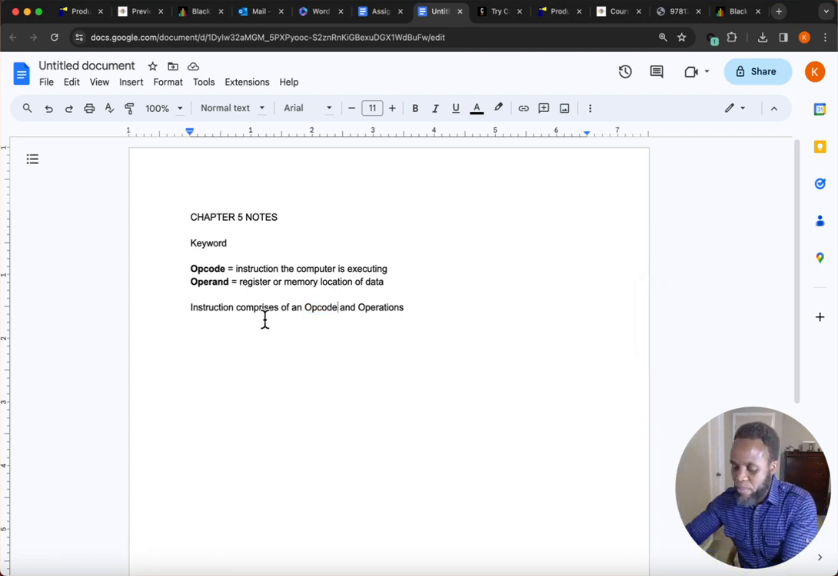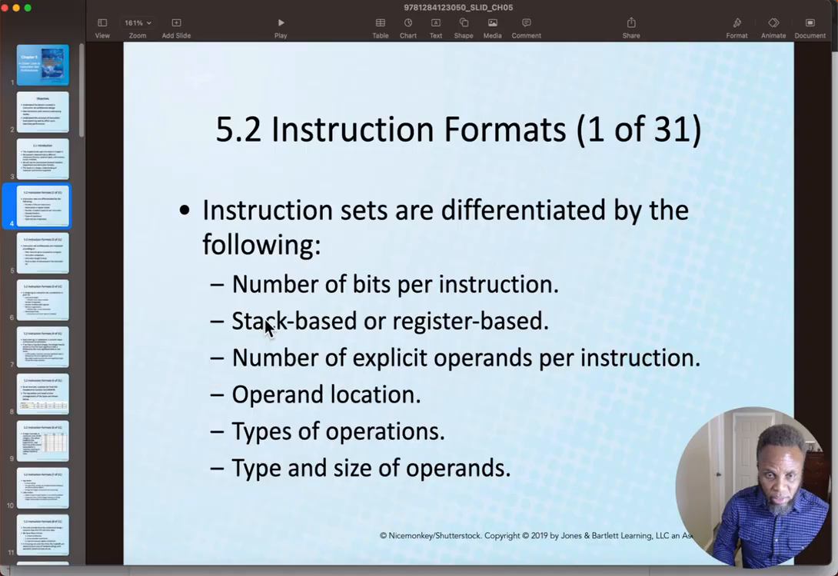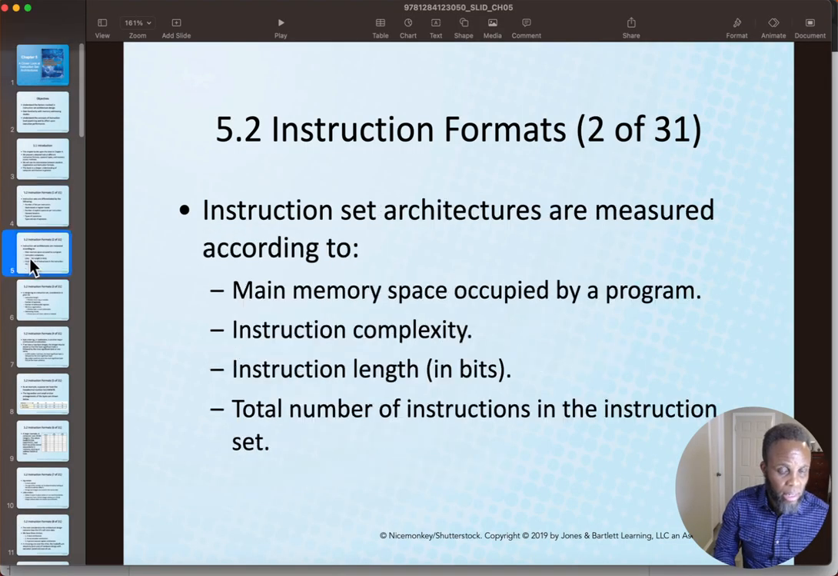Like I said, pay attention to these two keywords because these words will be coming up over and over again, and this is on page 299 of your textbook. All right? Okay. Now, let's keep moving forward. Let's see what the next slide says here. So we're still going about instruction formats.